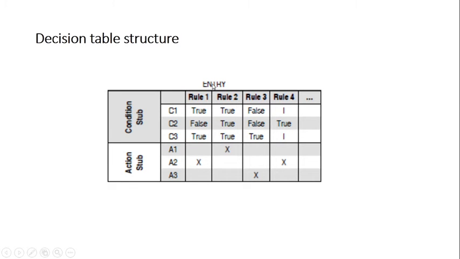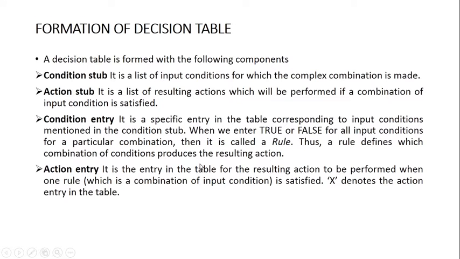In the condition entry part, we write the combinations in the form of rules. True and false are there and it makes a rule here. And action entry is what exactly is the outcome, the action taken finally is represented with a cross. So condition stub lists the input conditions. Action stub lists the resulting actions. Condition entry specifies the entry in the table corresponding to input condition mentioned in the condition stub, where we enter true and false for all the input conditions for a particular combination. Then it is called a rule.